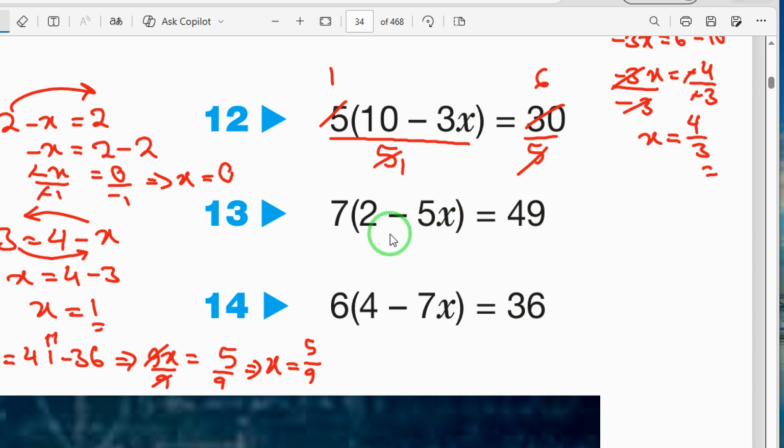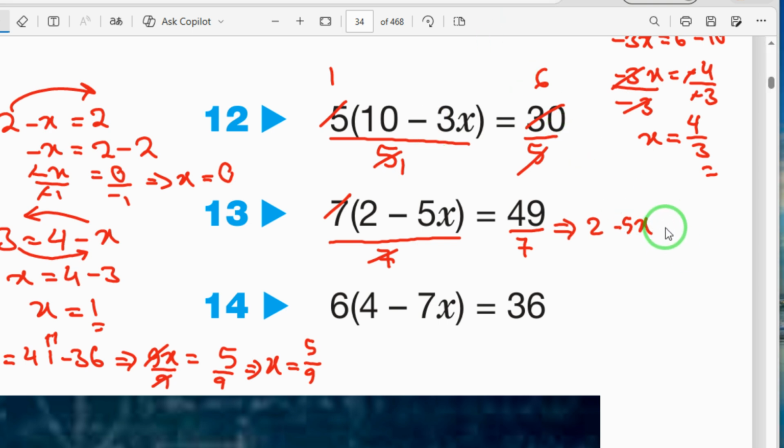Question number 13. We divide both sides of the equation by 7. Here we simplify directly, 7 by 7, just only remain 2 minus 5x equal to, 1 times 7 is 7, 7 times 7 is 49, equal to 7. Then we write here minus 7x equal to 7.